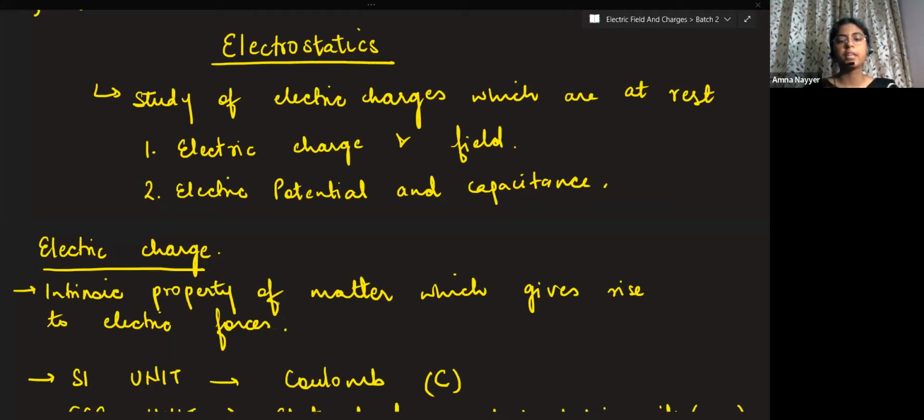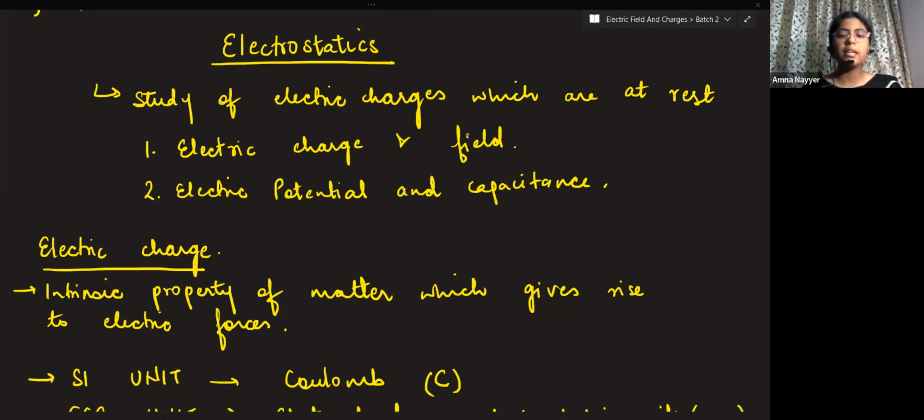All right. So for those of you who have just joined in now, we have started with the unit electrostatics. Under this, we have two chapters, electric charge and field, and electric potential and capacitance. So we have started with electric charges and field. We were discussing what is meant by electric charge. So just note it down. I have written all the points on the screen. If you have any doubts, you can ask me.